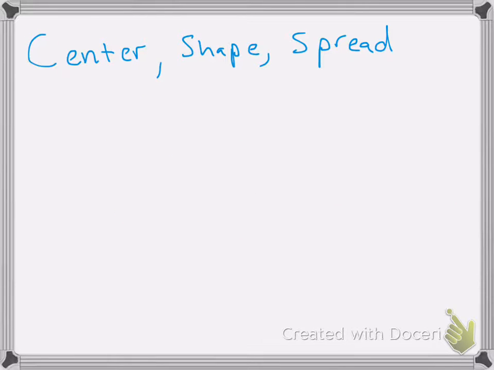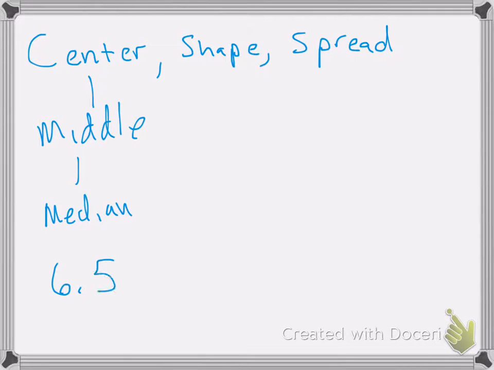And then the very last thing, or second to last thing, is center, shape, and spread. All right, so for this, you need to know what your center is. Remember, center is the same thing as your middle or your median. We already found our median was 6.5. Shape, we'll talk about that here in a second. Spread is just your range. We already talked about our range. Our range is 8. My range was from 4 to 10.